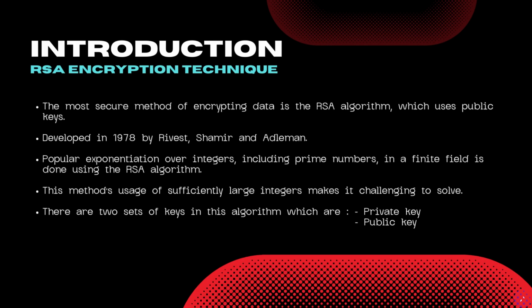RSA encryption technique. The most secure method of encrypting data is the RSA algorithm, which uses public keys. Developed in 1978 by Rivest, Shamir and Adleman. Modular exponentiation over integers, including prime numbers in a finite field, is done using the RSA algorithm. This method's usage of sufficiently large integers makes it challenging to solve. There are two sets of keys in its algorithm, which are the private key and the public key.